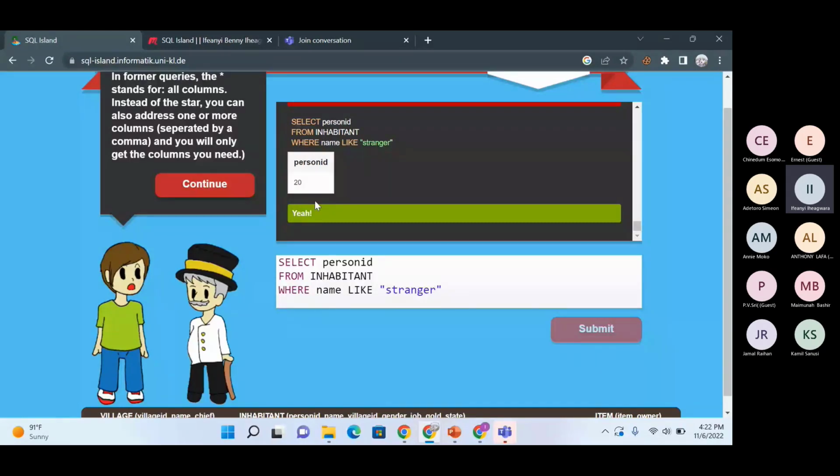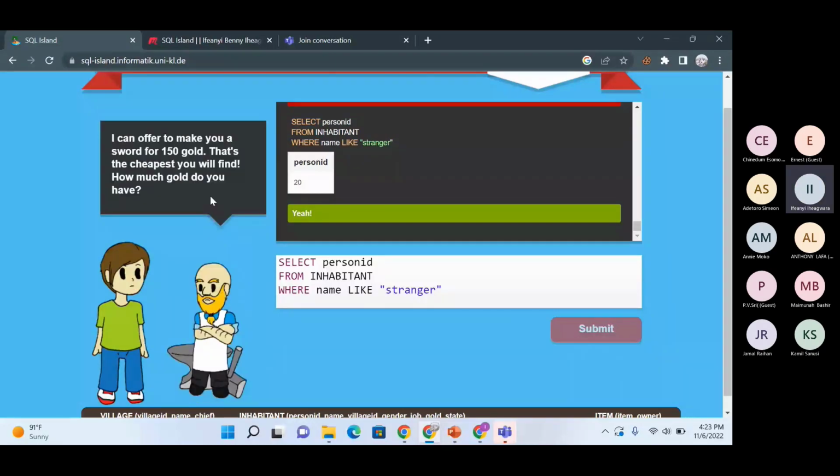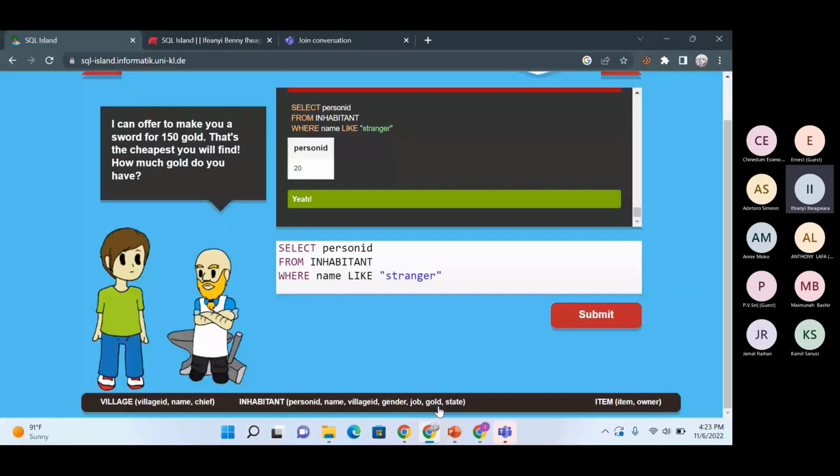So we continue. Okay, so how much is the sword? His sword is 50 gold. So let's find out how much gold he has. We need to go back to the table and find where we can see the amount of gold he has. If we look at the inhabitant table, he has a column for gold. So we change the person's ID to gold because we already know his ID. So we can put this, submit it. And at the moment, he has 0 gold.